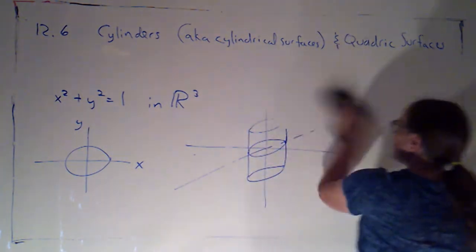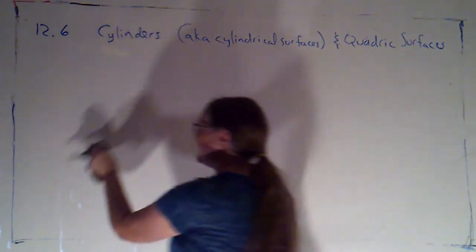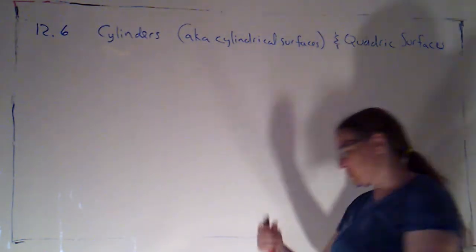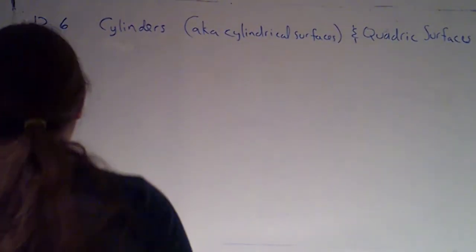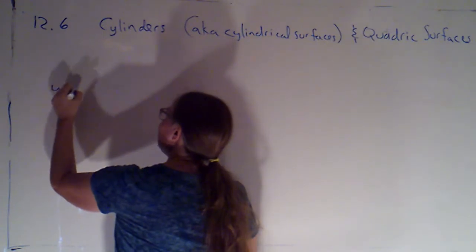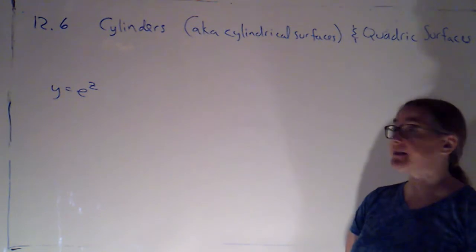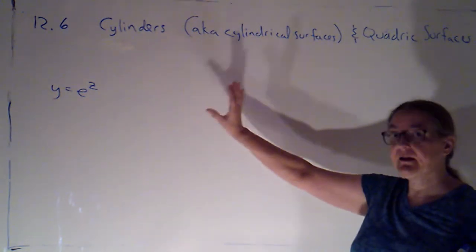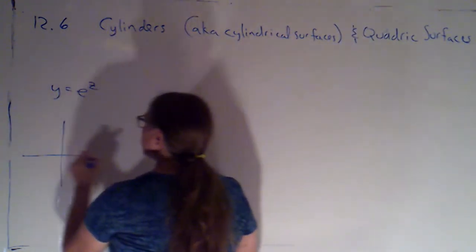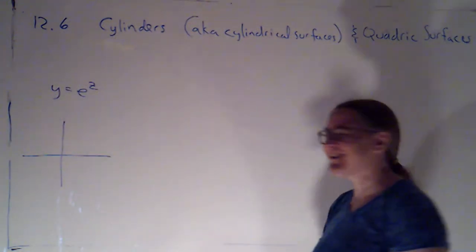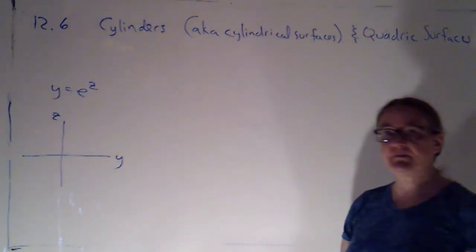So let's try another one. We call these things cylinders or cylindrical surfaces, even if we're not extruding a circle. If I try to sketch y equals e to the z, that's going to be a cylinder under this new definition of cylinder, that it's just an extruded plane curve. Since y and z are the variables that show up here, I would start by just graphing this curve in the yz plane.